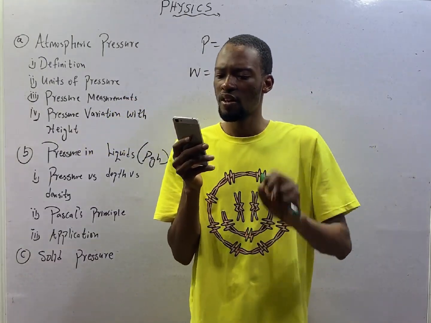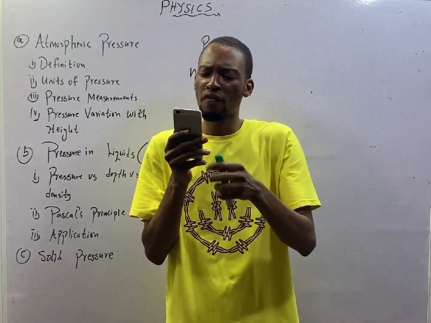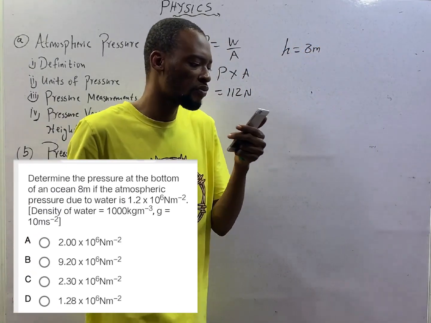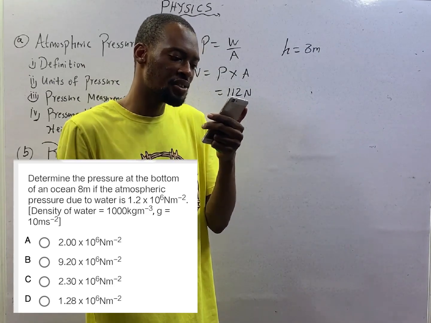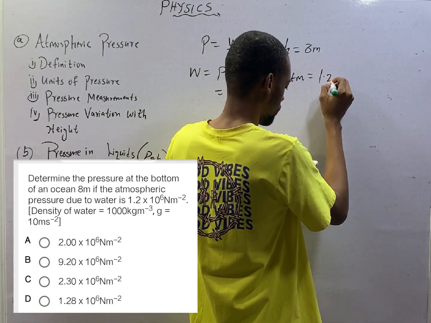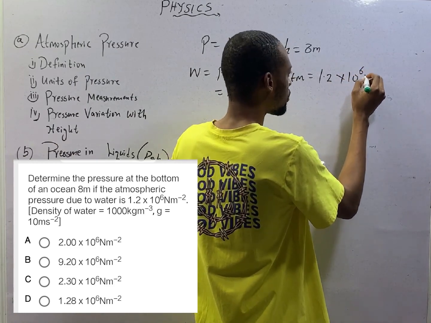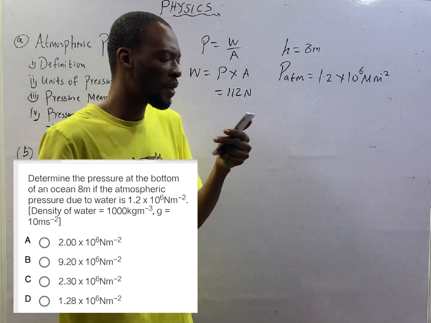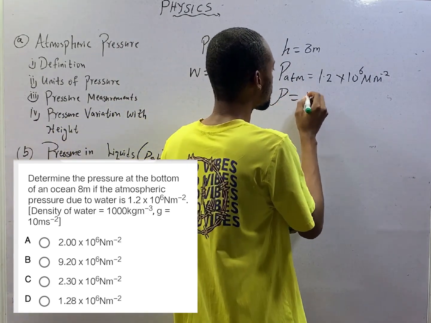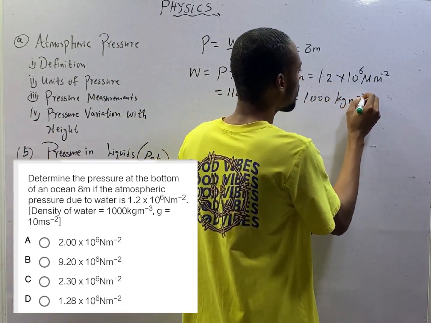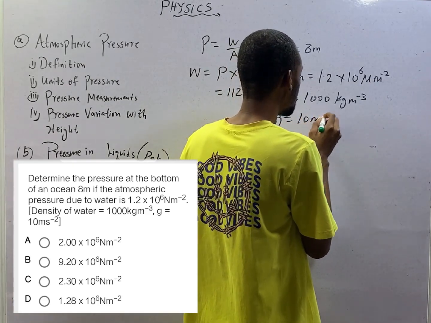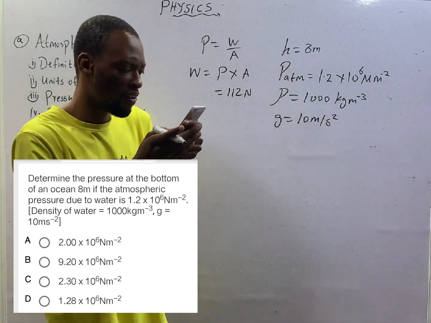And the next question: determine the pressure at the bottom of an ocean. The depth of the ocean is 8 meters. The atmospheric pressure, P atm, is 1.2 times 10 raised to the power of 6 Newton per meter squared. The density of water is 1000 kilogram per meter cube, and acceleration due to gravity g is 10 meters per second squared. These are the values that we are given.